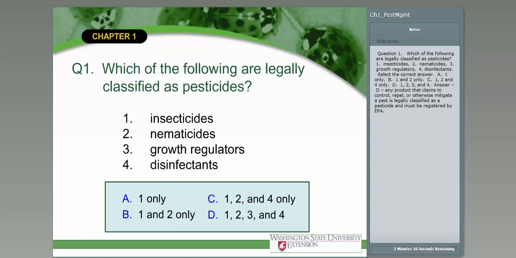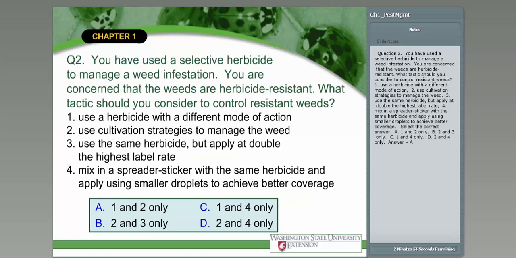Question 2. You have used a selective herbicide to manage a weed infestation. You are concerned that the weeds are herbicide resistant. What tactic should you consider to control resistant weeds? 1. Use a herbicide with a different mode of action. 2. Use cultivation strategies to manage the weed. 3. Use the same herbicide but apply at double the highest label rate. 4. Mix in a spreader sticker with the same herbicide and apply using smaller droplets to achieve better coverage.